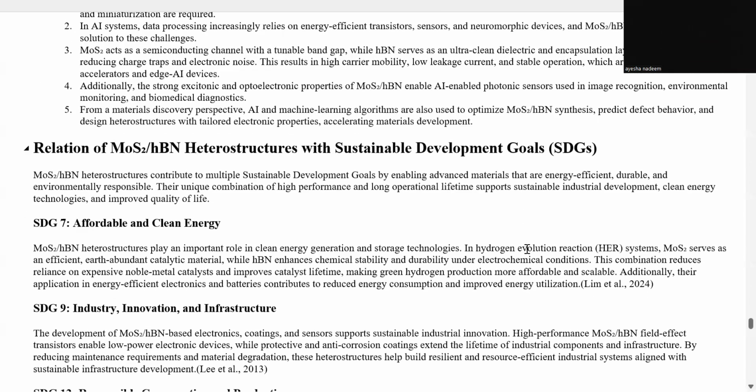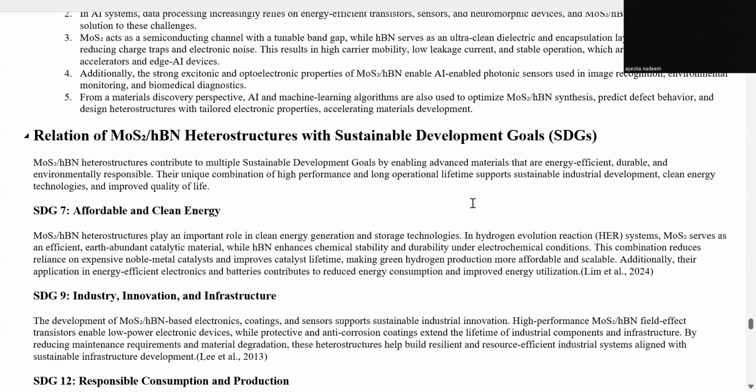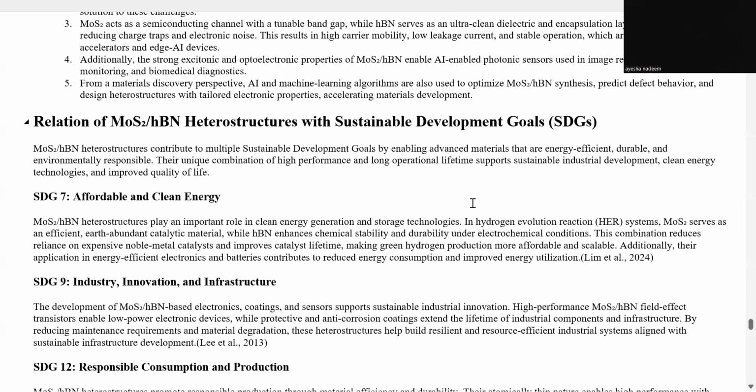Now, the second last is the relation of molybdenum disulfide and hexagonal boron nitride heterostructures with sustainable development goals. Molybdenum disulfide and hexagonal boron nitride heterostructures contribute to multiple sustainable development goals by enabling advanced materials that are energy efficient, durable, and environmentally responsible. Their unique combination of high performance and long operational lifetime supports sustainable industrial development, clean energy technologies, and improved quality of life. First of all is the SDG 7, which is affordable and clean energy.